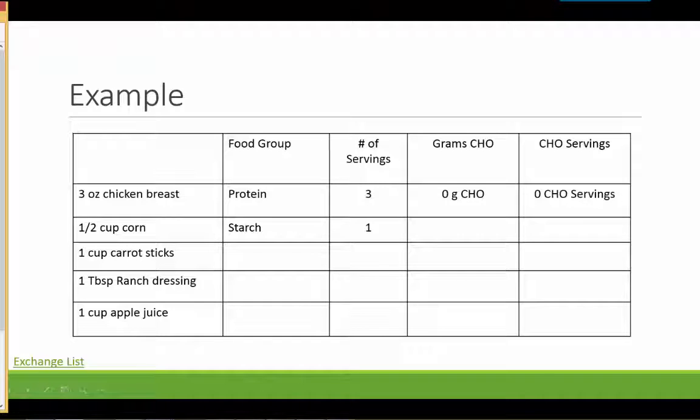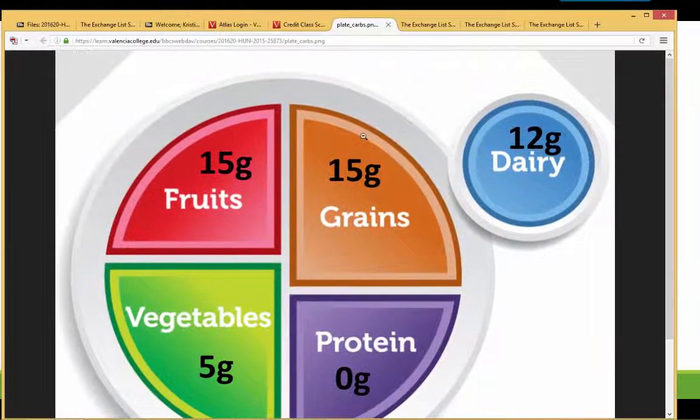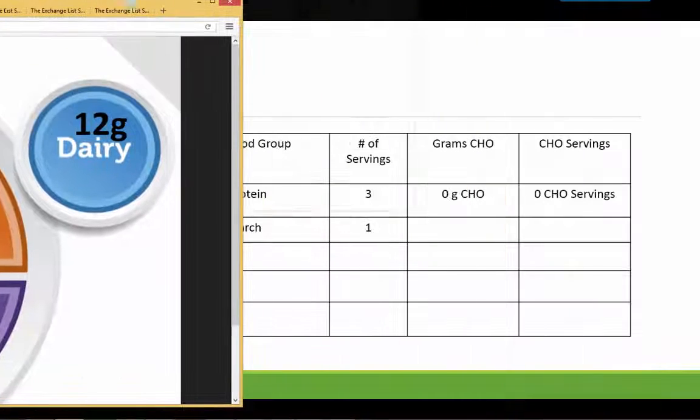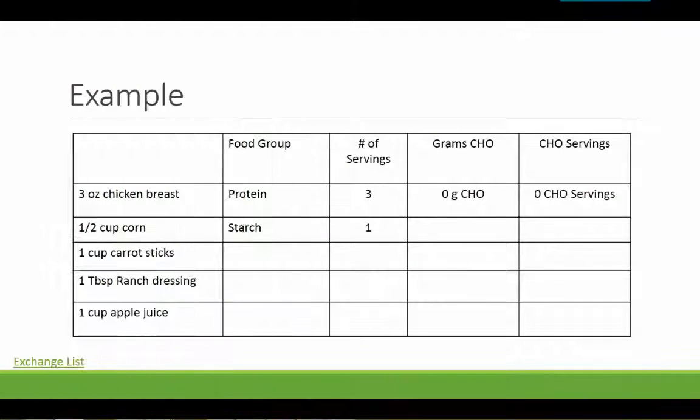How many grams of carbohydrate? Well, we go back. The starchy vegetables were in the grain group, so that would be 15 grams of carbohydrate, which is equivalent to 1 serving of carbohydrate, 1 carb serving.